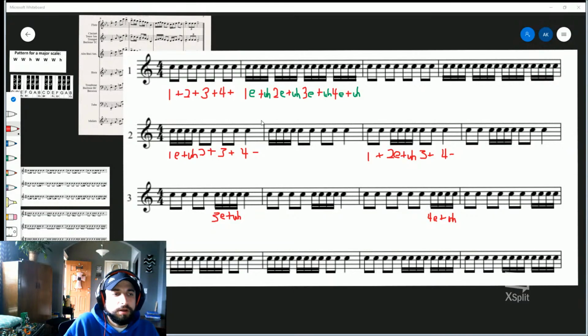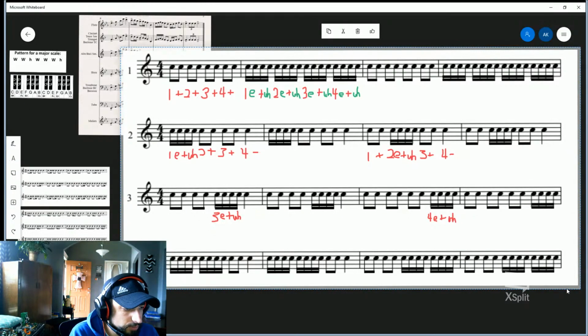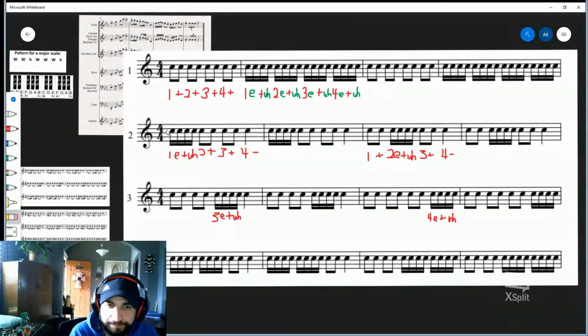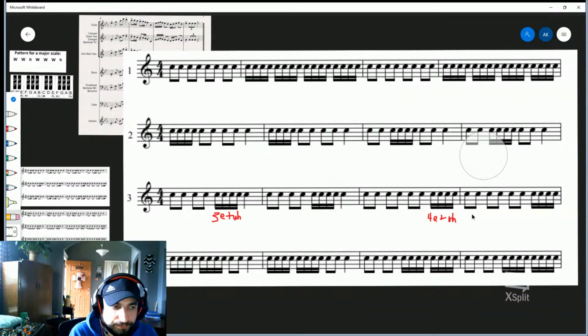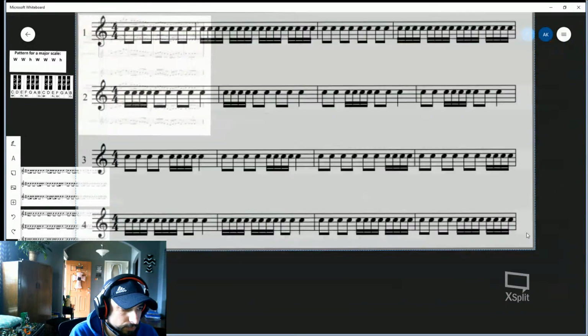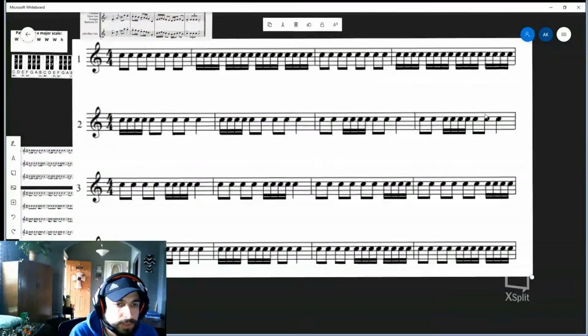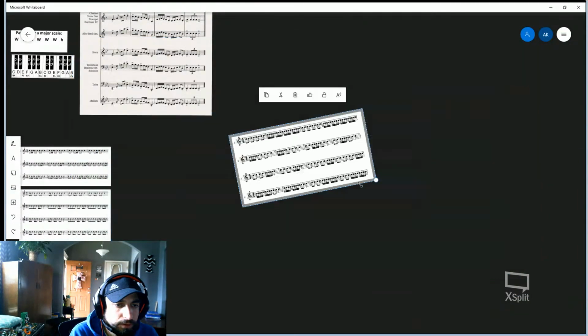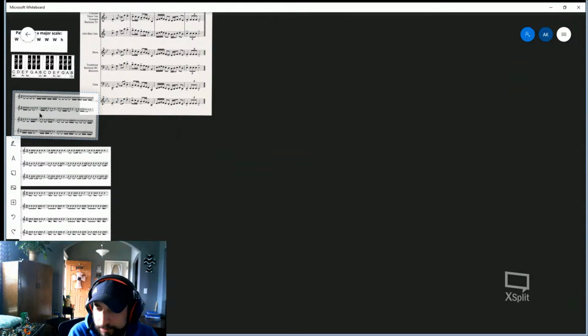All right. So there's that. Those are just regular 16th notes. I think I have to erase this to shrink it. Oh, there it goes. Okay. All right. So those 16th notes are pretty easy.